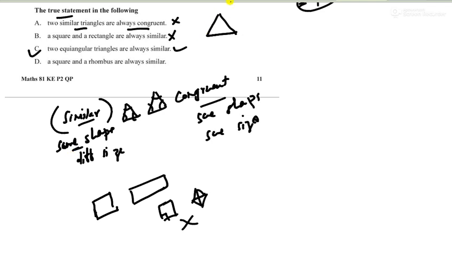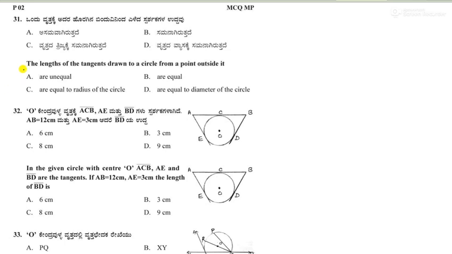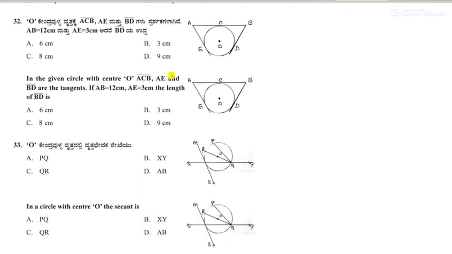Okay, moving to the next question. So this is our question number 31. The length of the tangents drawn to a circle from a point outside it. What is the length of the tangents? They are always equal. Option number B. This is the theorem. So you might be aware of that.